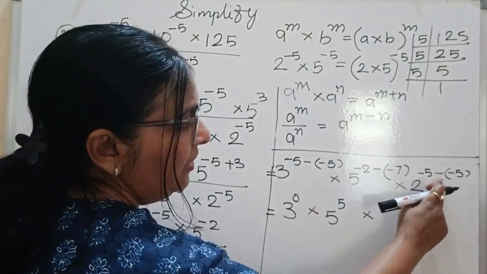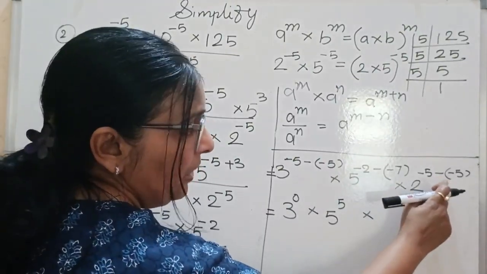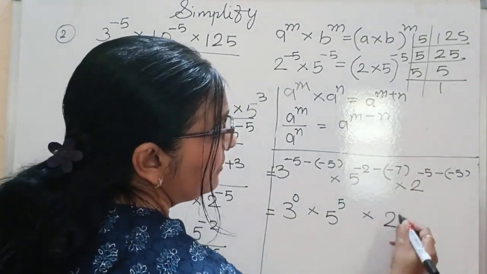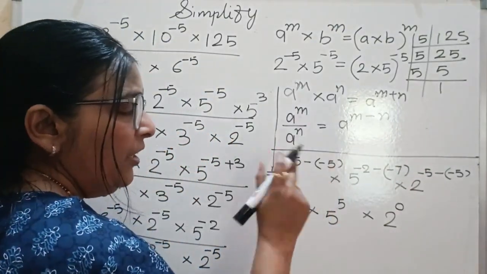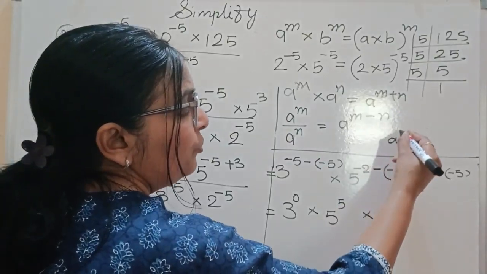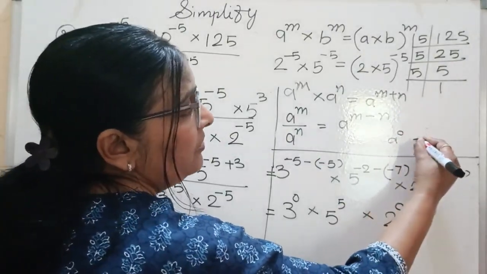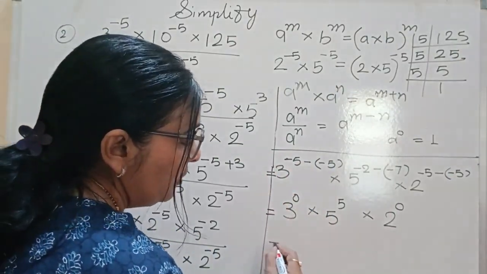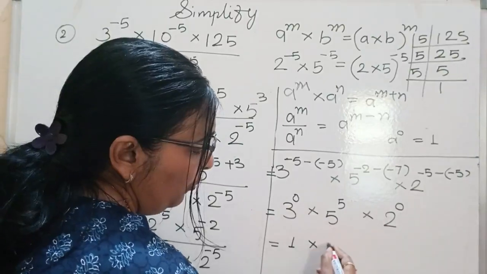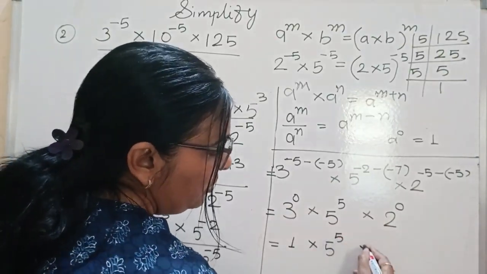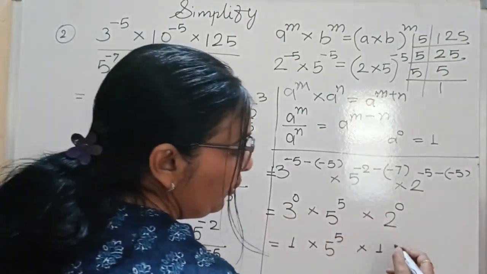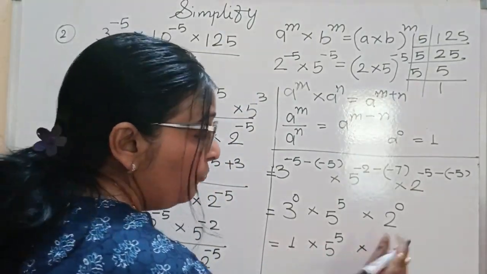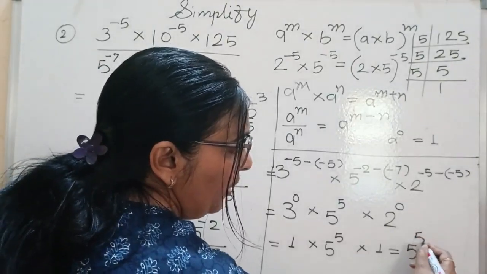Into. Again here minus into minus plus. Minus 5 plus 5, 0. Therefore 2 raised to 0. Now again you have learned one law. A raised to power 0 is equals to 1. Therefore 3 raised to 0 is equals to 1 into 5 raised to 5 into 1. So what you will get here? 1 into 5 raised to 5 into 1 is 5 raised to 5.